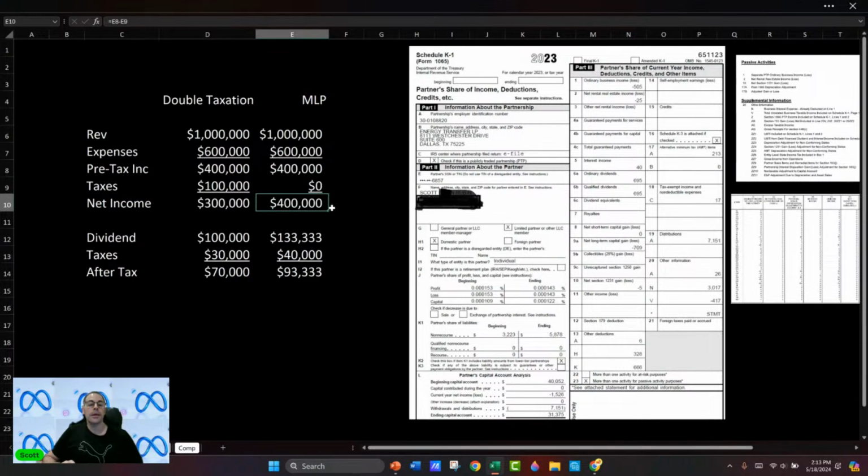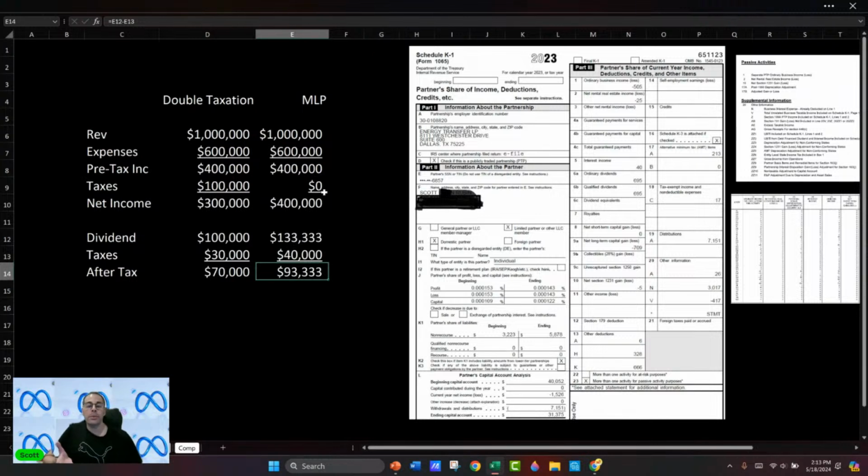But anyway, if this was an MLP, they won't have to pay that first round of taxes. So they get $400K to distribute to their investors. And remember, they distribute everything. So you get $133K. You still pay, I gave you a 30% tax rate, let's just pretend you still pay your 30% tax rate. So you pay more in taxes because it's a higher dividend, a higher income, but you have more left over.